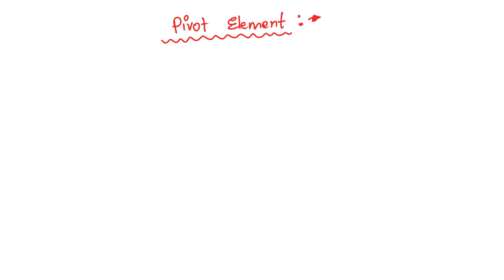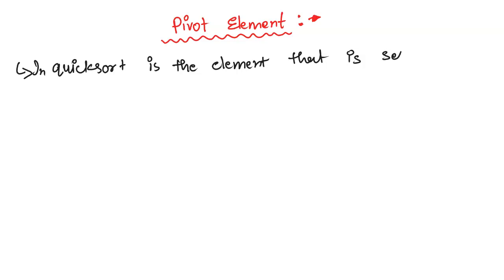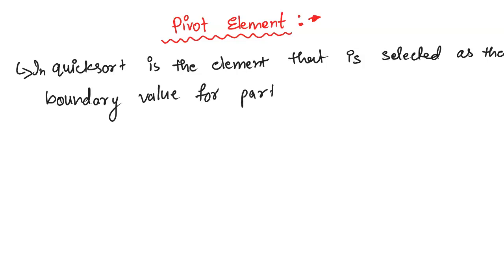So in this video, let us see what is pivot element. The pivot element in quick sort is the element that is selected as the boundary value for the partition. This is basically the pivot element.